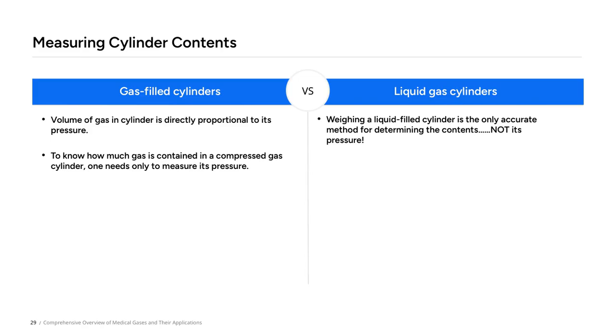This way, you can determine the actual amount of gas based on its volume, which is directly related to the pressure, but not the pressure itself. It's important to remember that measuring pressure alone isn't enough to know how much gas is present. Whether it's a liquid-filled cylinder or a gas-filled cylinder, understanding this relationship helps us manage and utilize these gases safely and effectively in medical settings.